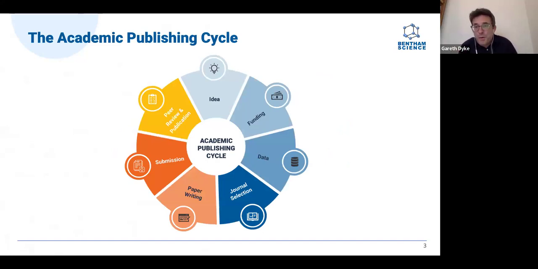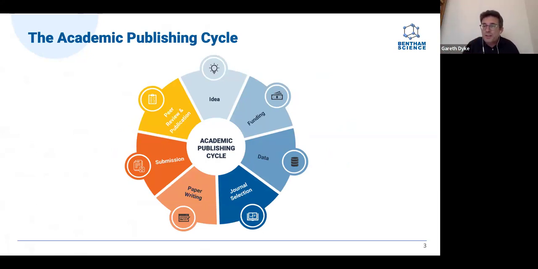We've seen this before as well, the academic publishing cycle. We've all got ideas. We're all looking for funding for those ideas. Perhaps you're collecting data. Perhaps you're thinking about a suitable target journal for your next paper. Perhaps you're starting to write a paper. Perhaps you're beginning on that paper writing journey. Today, we're talking about submission and peer review, but the cycle goes on and on and on.